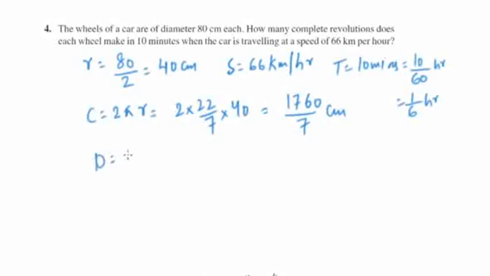So distance, we know it is speed multiplied by time. We know the speed, that is 66 km per hour. Time is 1/6 of an hour. So from here we will get the distance. So on solving this, we will get the distance as 11 km.